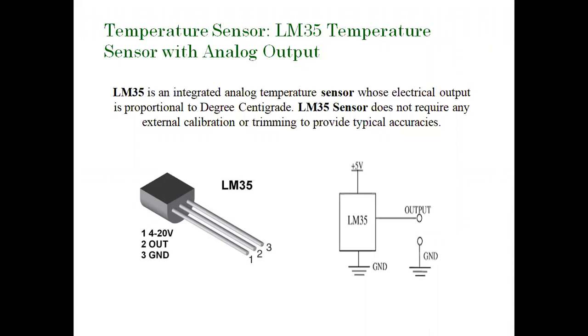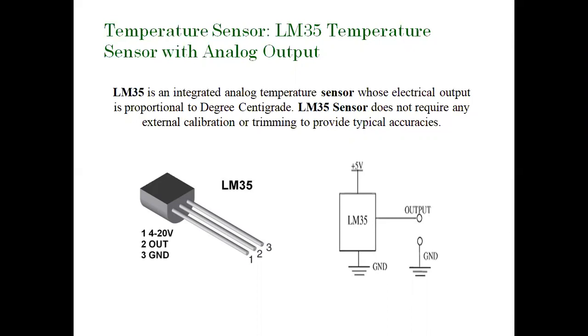Then we are going to talk about the temperature sensor IC. Now LM35 is a very popular IC that is available in the market that you use in your DIY projects also. In the in-house projects that you make, you can use this as a temperature sensor. This is an analog sensor. LM35 is an analog temperature sensor IC whose electrical output is proportional to degree centigrade. The LM35 sensor does not require any external calibration or trimming to provide typical accuracies.